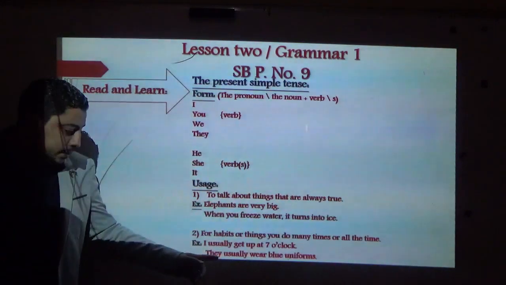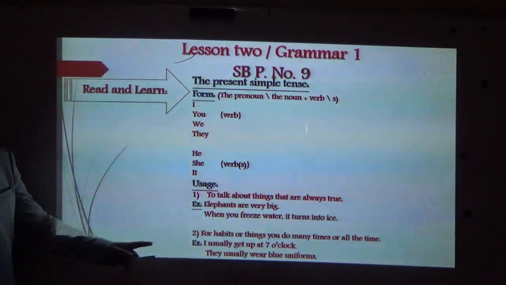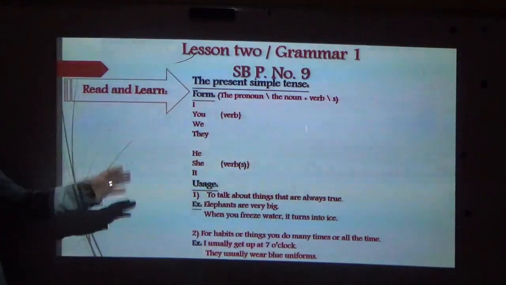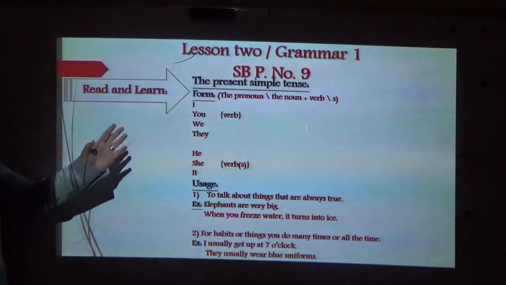They usually wear blue uniforms. So this is the usage of the present simple and the form.